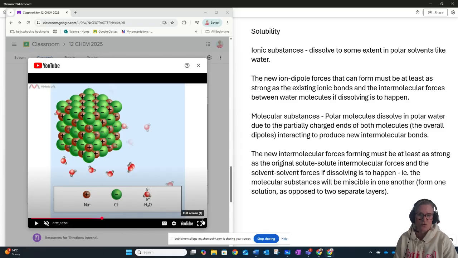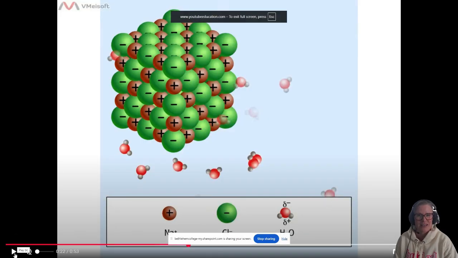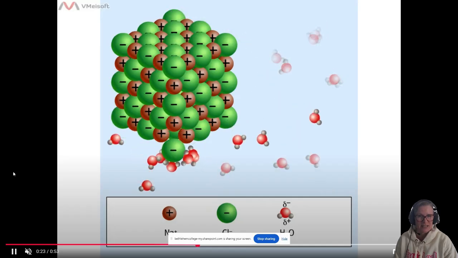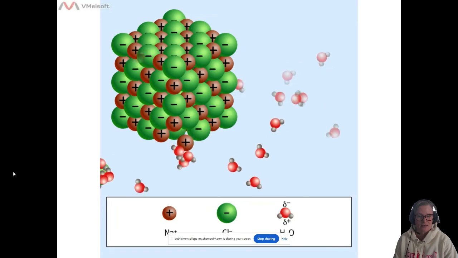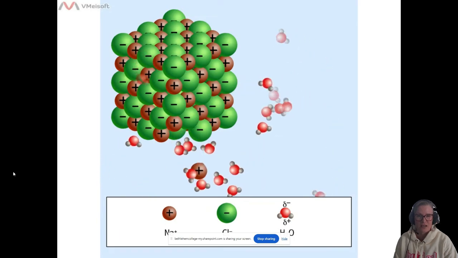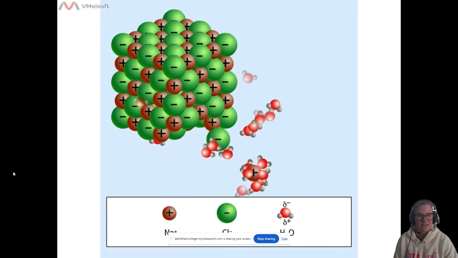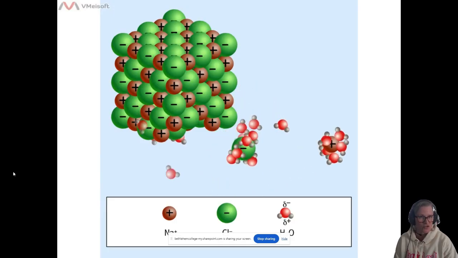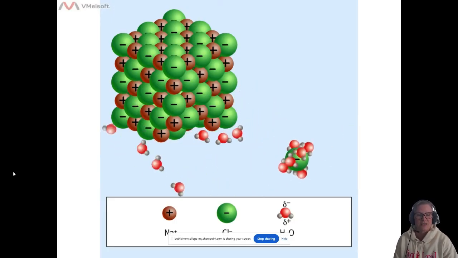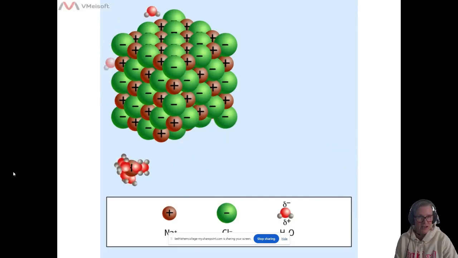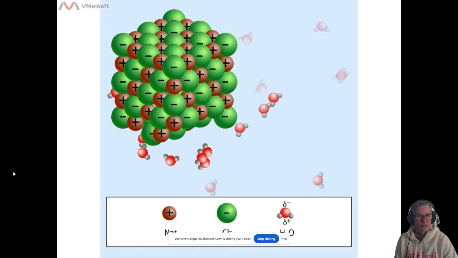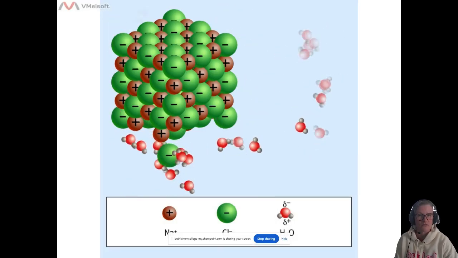The easiest way to look at this is to imagine in our brains what is on this simulation and explain it. So as you can see, the polar water molecules look like they're attacking the ionic lattice. The oxygen end, represented by the red atoms for the water, is the partial negative end, the most electronegative element being the oxygen, and it is attracting to the positive ions and pulling them out of that lattice. So it is breaking the ionic bonds and forming new attractions between the ions and the water called ion-dipole forces.